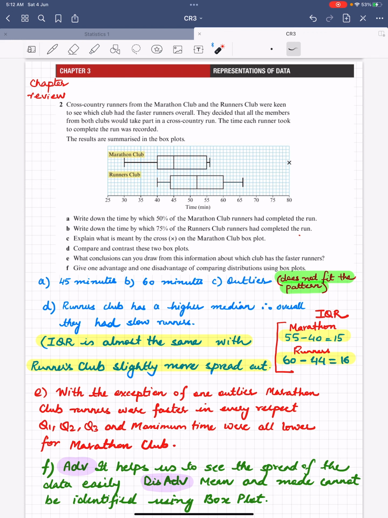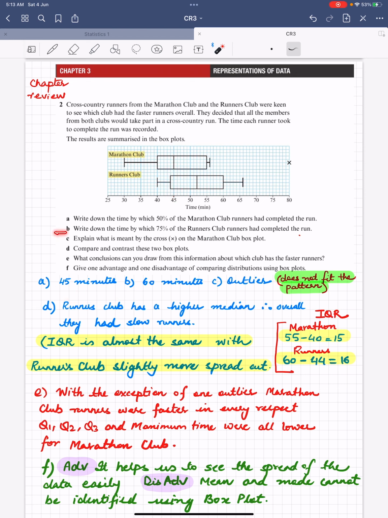Part A, write down the time by which 50% of the Marathon Club runners had completed the run. So 50% refers to the median. So the Marathon Club 50% is 45 minutes. Say 50% of the runners finished the race by 45 minutes.